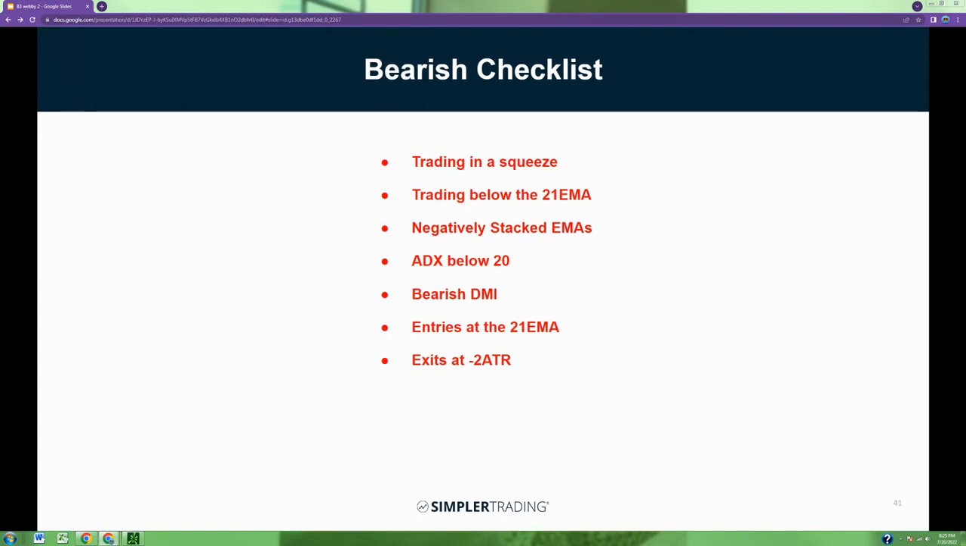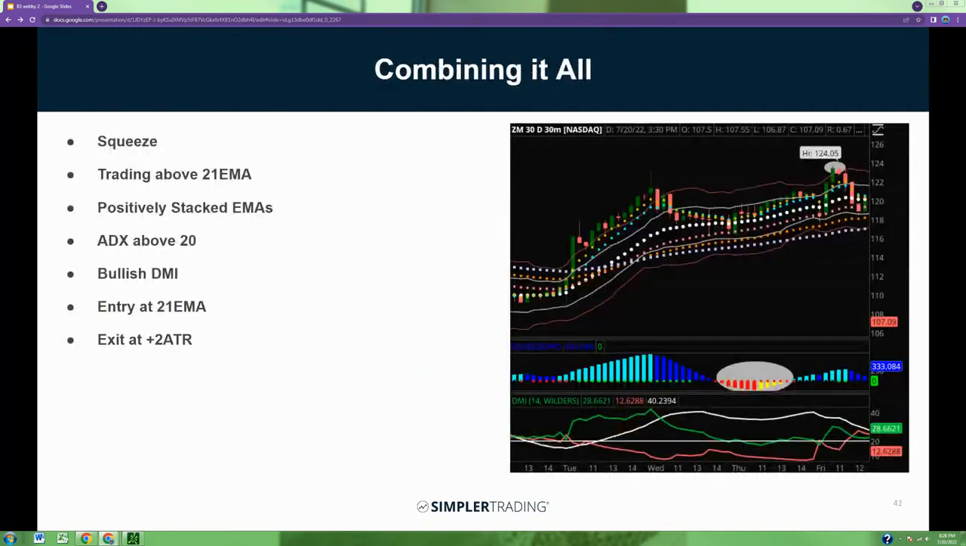Then here's what we're looking for in the bearish checklist. Ideally, a squeeze. We want stocks trading below the 21 EMA. We need to make sure our EMAs are stacked negatively. Then you want ADX below 20, and you want bearish DMI. We find that combo, regardless of the time frame, we're getting short at the 21 EMA, and we're taking profits, as always, at that -2 extension.